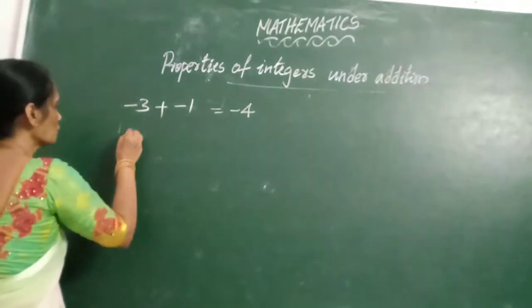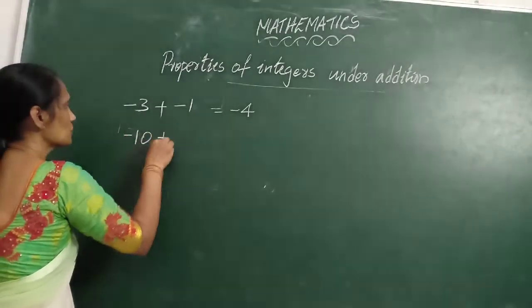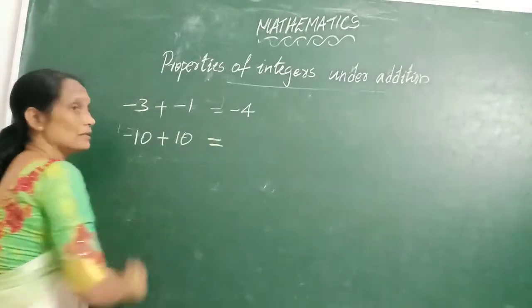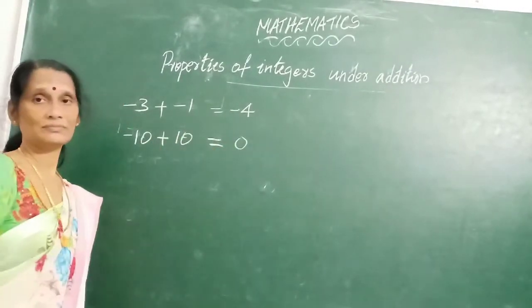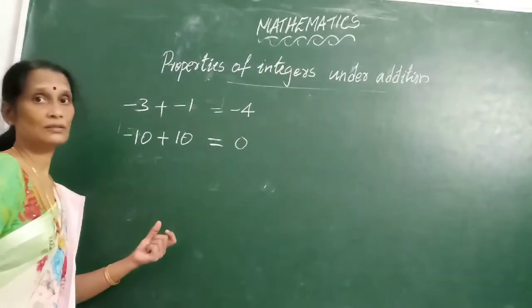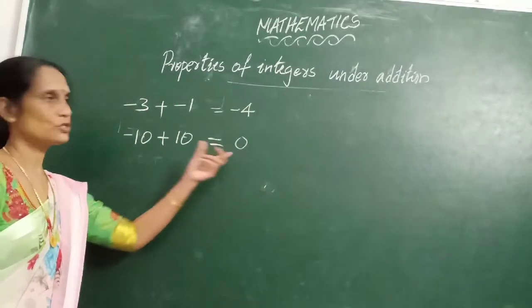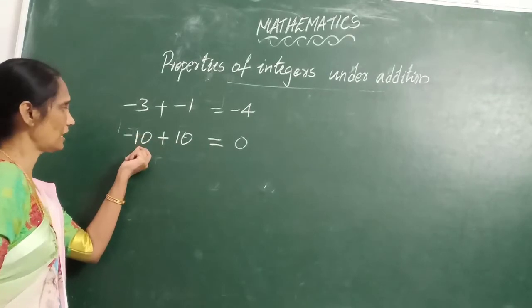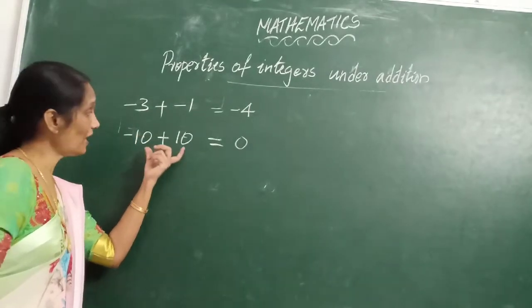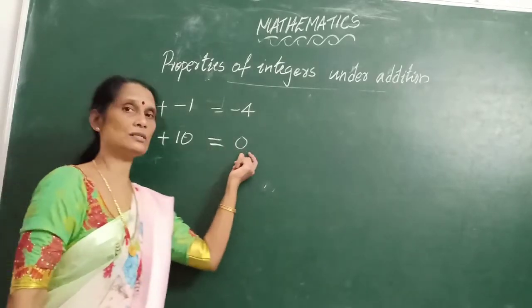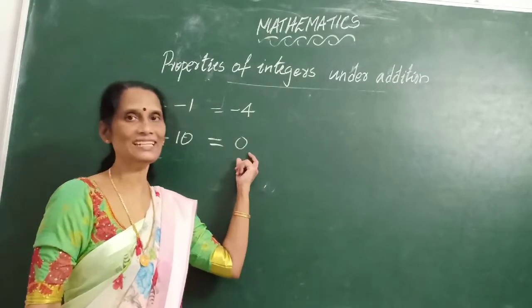Let us see another question. Minus 10 plus 10. What is minus 10 plus 10? Equal to 0. What about 0? 0 is an integer. So here we added two integers, minus 10 and 10. Both are integers. So when we added these two integers, what did we get? We got 0. That's also an integer.